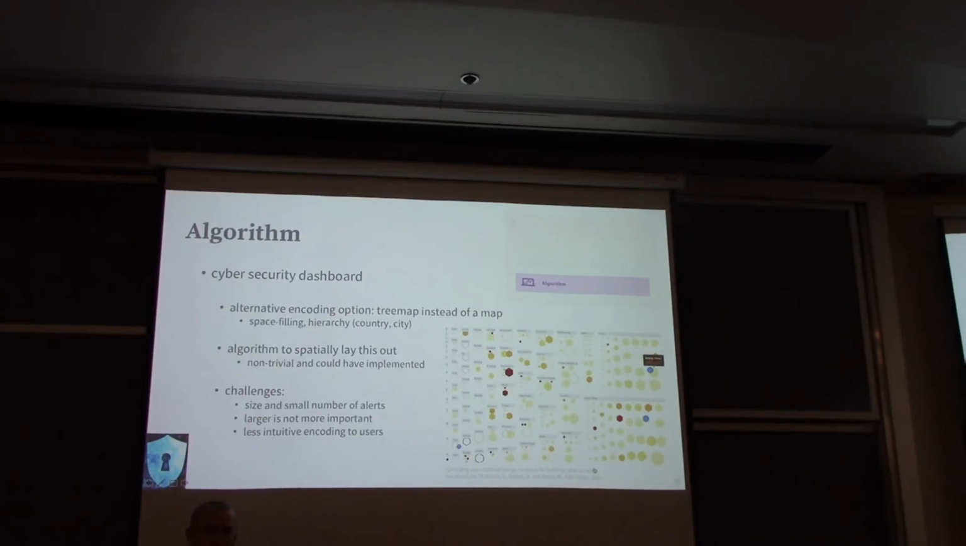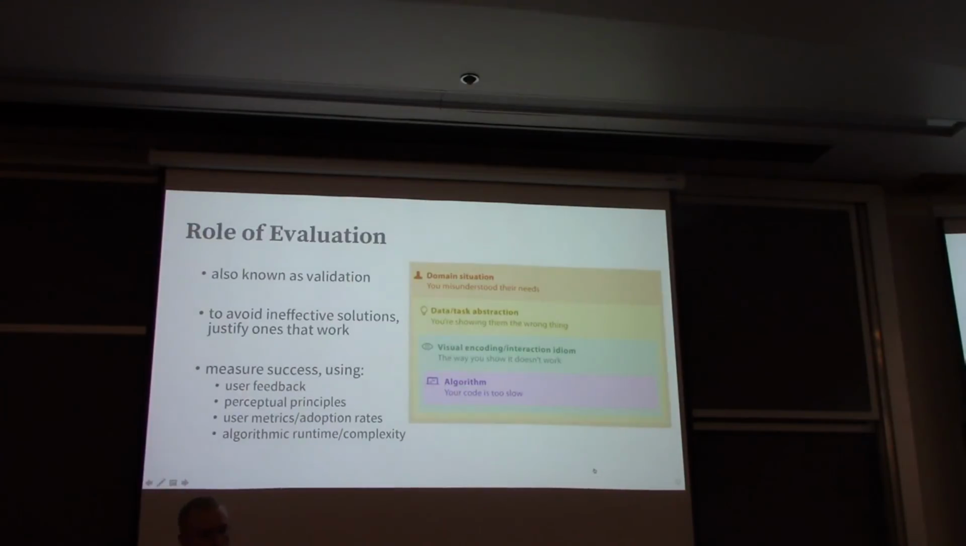And so when we were looking at this tree map approach, we had to do this evaluation, this comparison, to justify one approach versus the other. This role of evaluation is really vital to the nested model. Tamara refers to this commonly as validation within her model. And again, the goal here is to avoid making ineffective solutions, and to justify the ones that work.